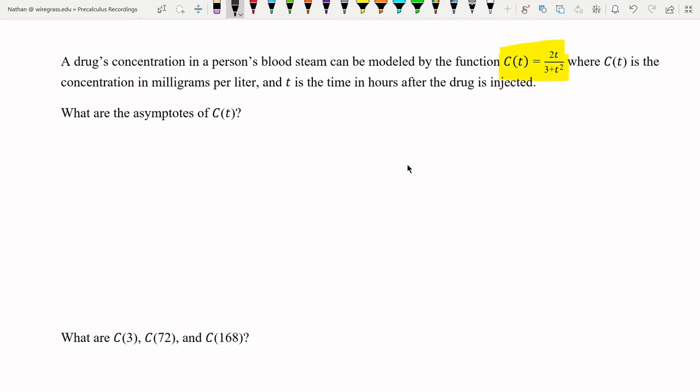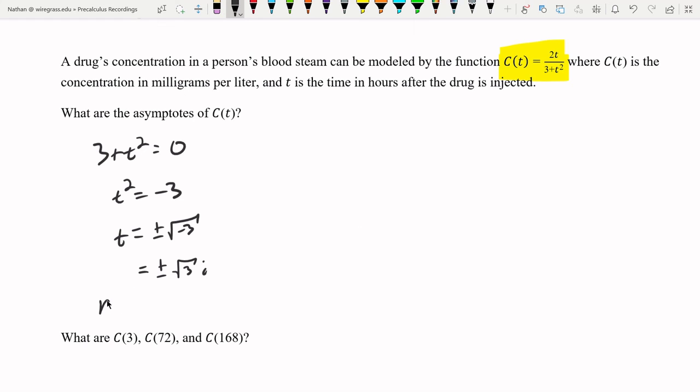Well, we know we have horizontal asymptotes. If the denominator equals 0, well, 3 plus t squared equals 0 when you subtract 3 and take the square root, and of course that's a complex number. So therefore it has no vertical asymptotes, because the complex number can't be shown on the graph.